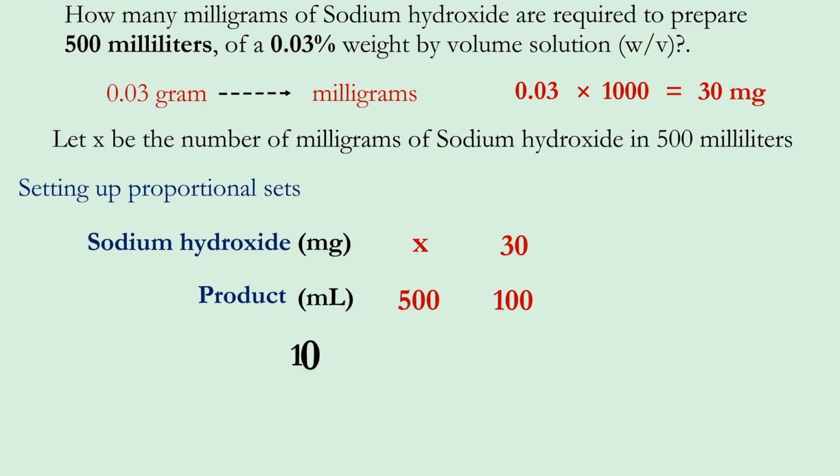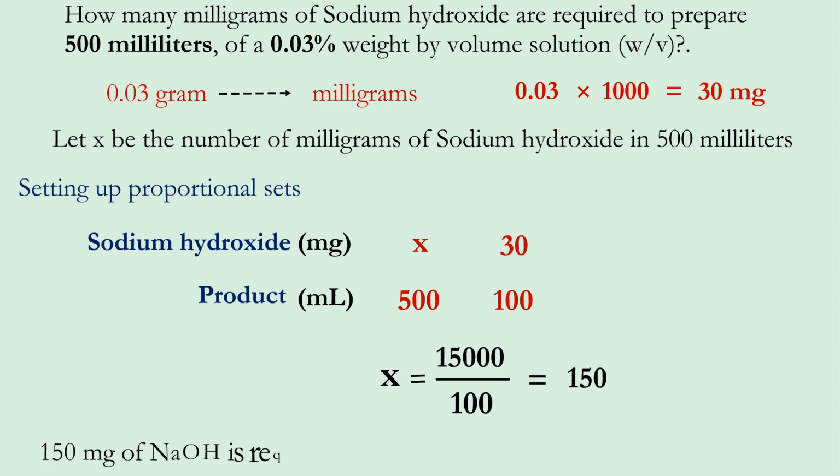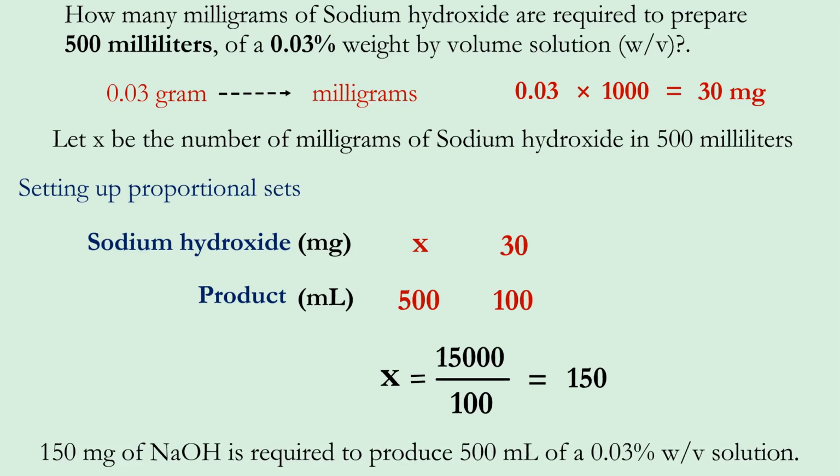So, by just cross-multiplying, we get 100 X equals 15,000. X equals 15,000 divided by 100. We get 150. So, we can conclude that 150 milligrams of sodium hydroxide is required to produce 500 milliliters of a 0.03% weight by volume solution.